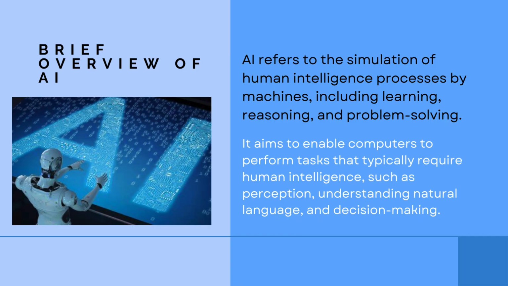Artificial intelligence refers to the simulation of human intelligent processes by machines, including learning, reasoning, and problem solving. It aims to enable computers to perform tasks that typically require human intelligence, such as perception, understanding natural language, and decision making.